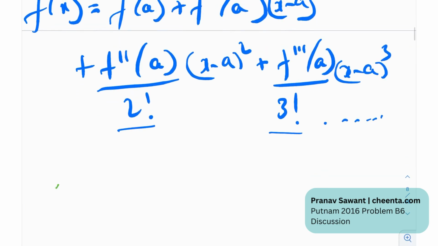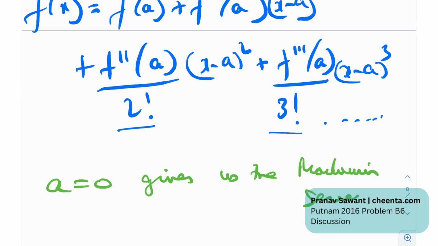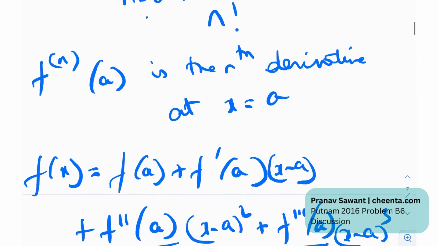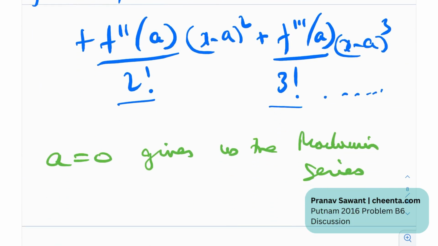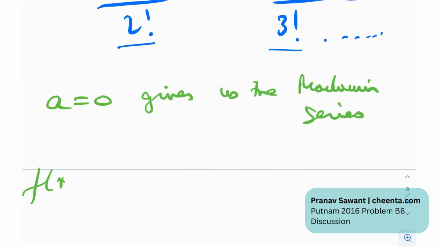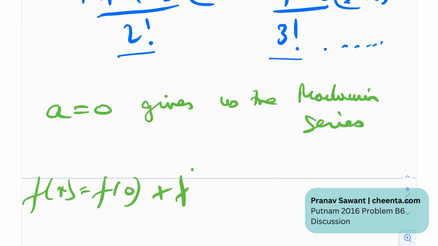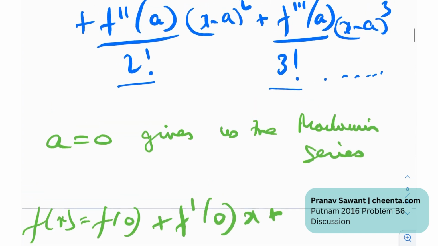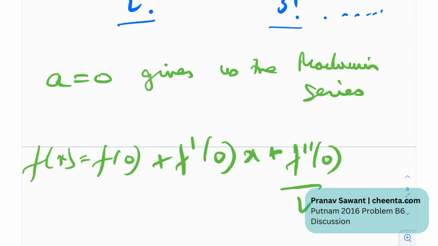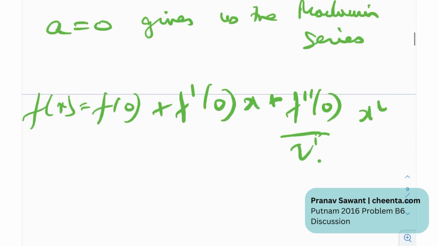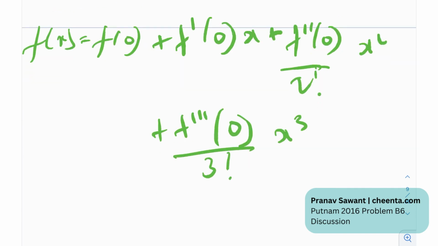And when you evaluate this at a is equal to 0, it gives us the Maclaurin series, okay? Which was what I was talking about earlier. So at a is equal to 0, we get a Maclaurin series. So what is the Maclaurin series? It's nothing but f of x will be f of 0, I'm just plugging in a is equal to 0 over here, plus f prime of 0 times x plus f double prime of 0 divided by 2 factorial times x squared plus f triple prime of 0 divided by 3 factorial times x cubed and so on and so forth, right? Yes, that's pretty cool.